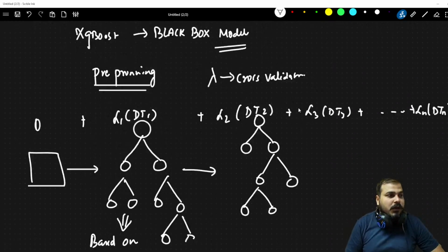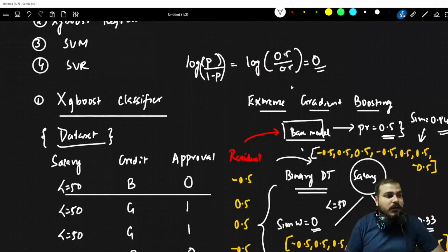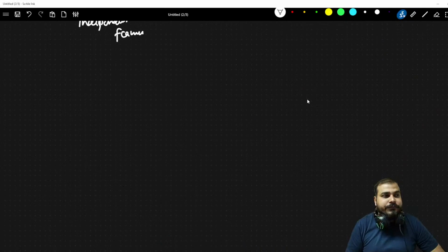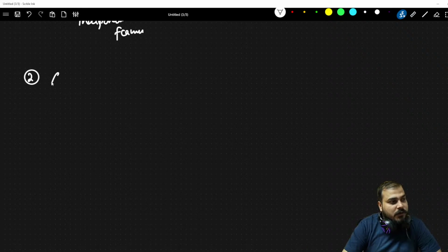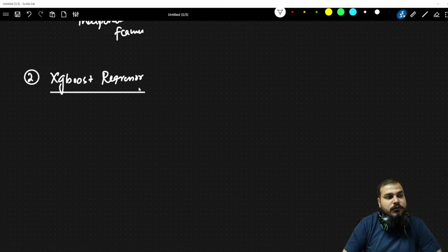Okay. Now let's go ahead and discuss XGBoost regressor. The second algorithm that we will discuss is something called XGBoost regressor. And how does XGBoost regressor actually work? Some fundamentals follow random forest? No, in random forest it is completely different. There bagging happens.